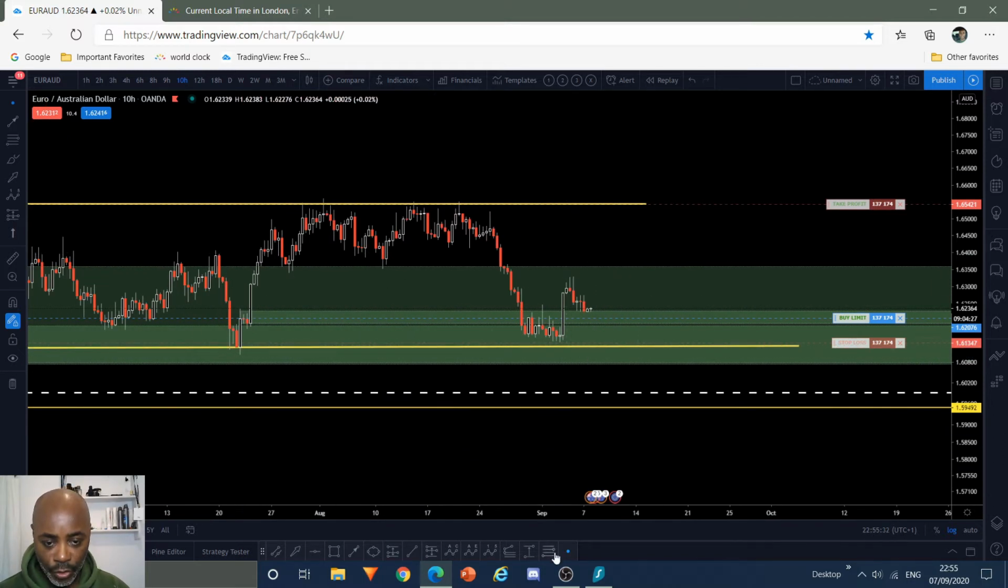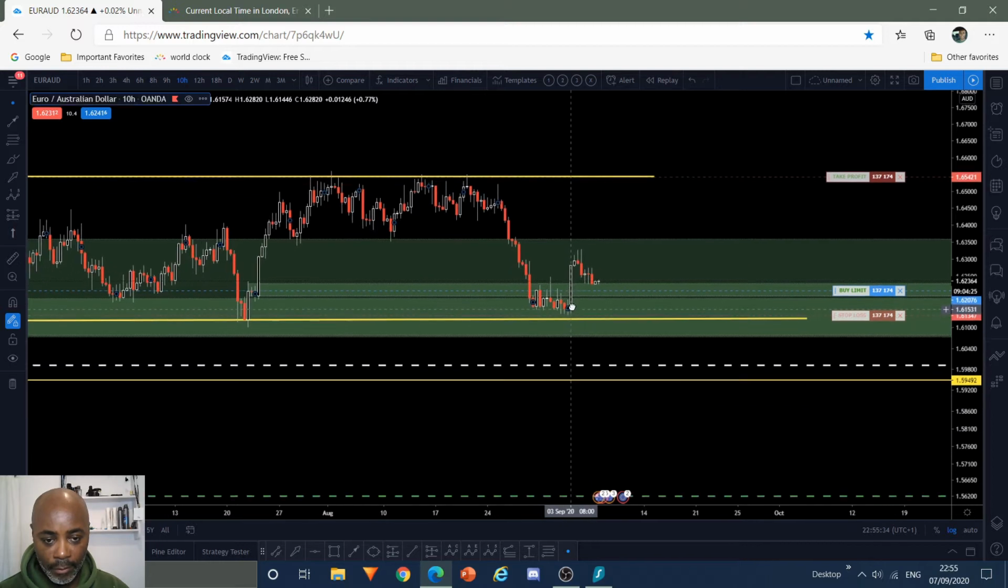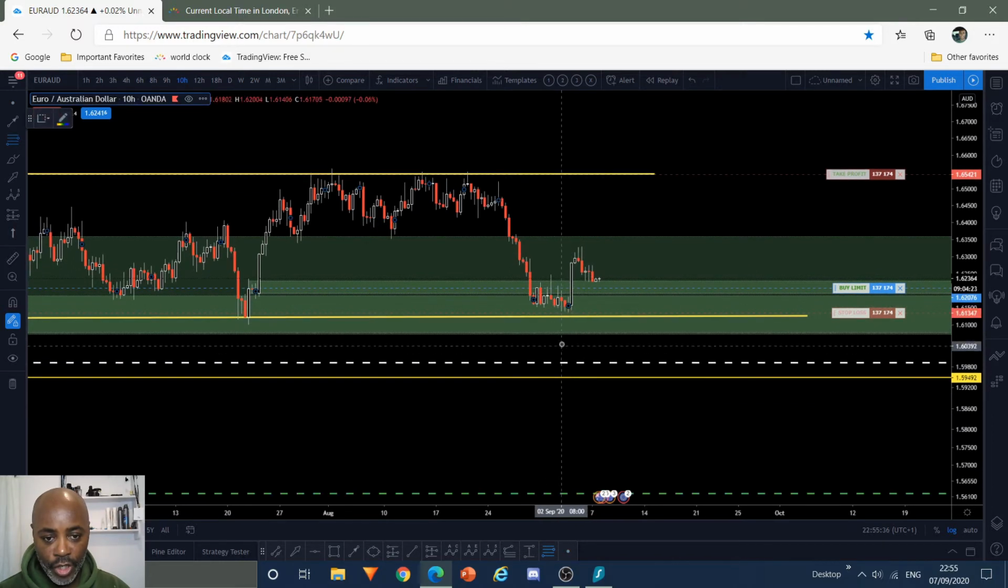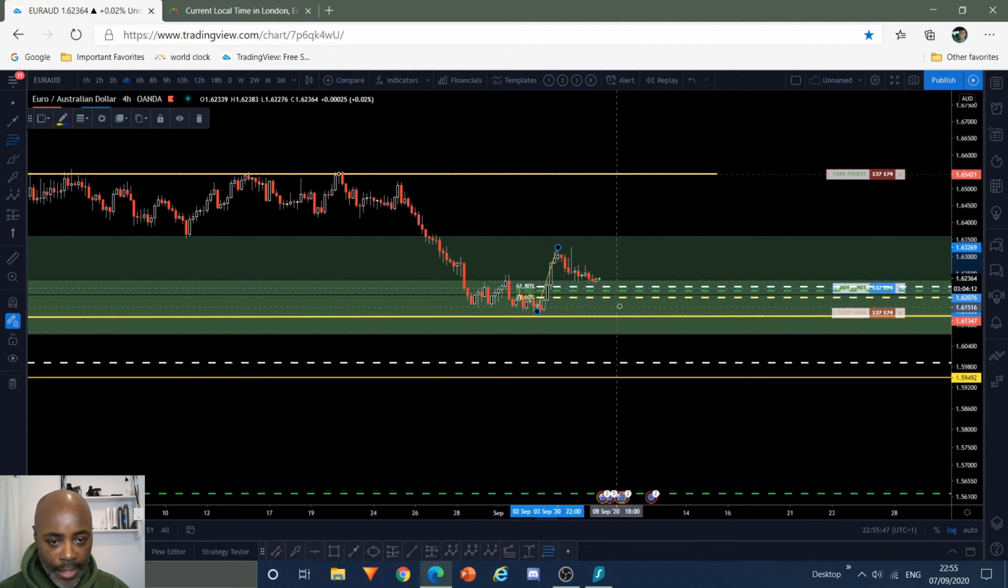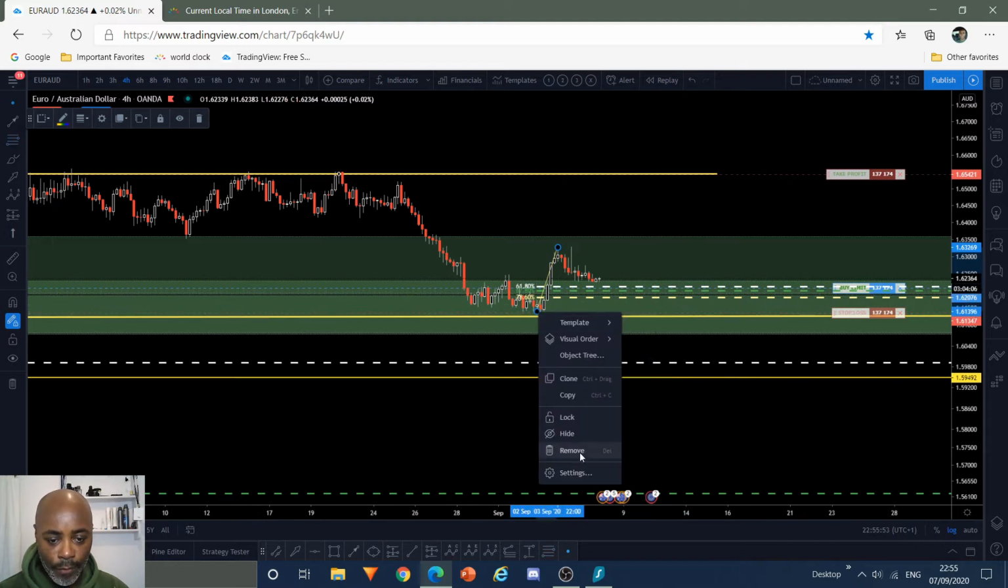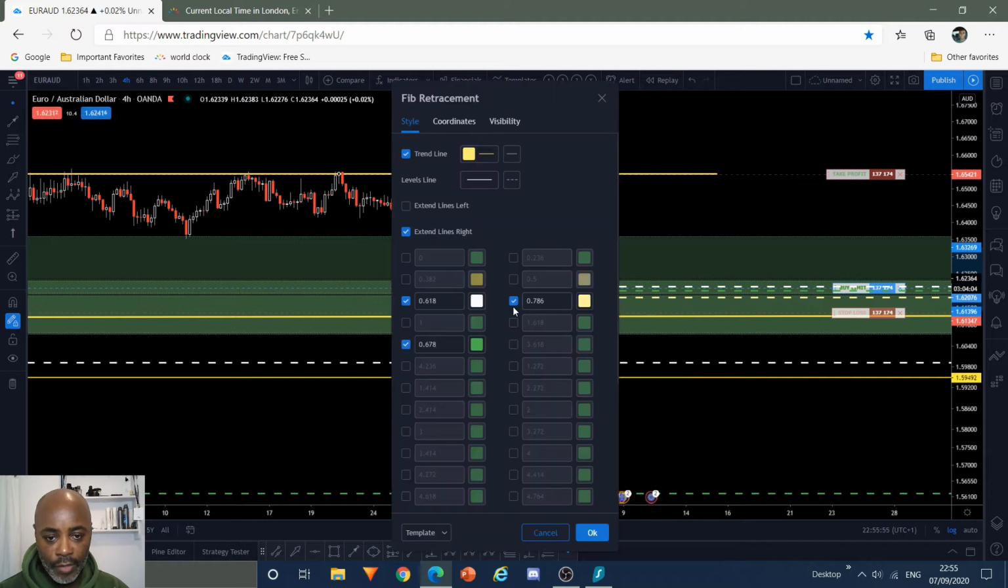So what I've then done is I've taken a Fibonacci swing of this impulsive move, and let's go down further, I've placed my entry right in the middle of the Fibonacci swing there. So what I'm actually hoping for, let's just go to settings and remove that.